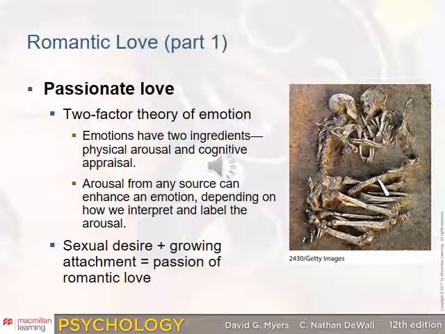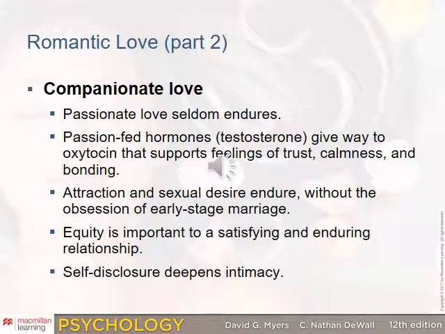Arousal is definitely the key ingredient to passionate love. Passionate love typically doesn't endure, right? But you can have deep, affectionate attachment for someone else. Passion-fed hormones, such as testosterone, give way to oxytocin, which supports feelings of trust, calmness, and bonding. Attraction and sexual desire endure without the obsession of early-stage romance.